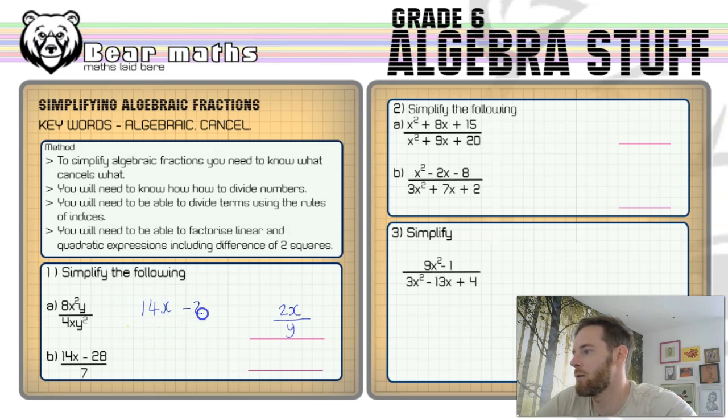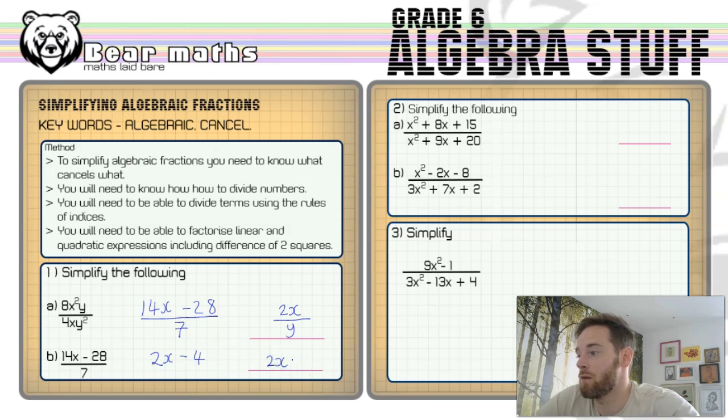14x minus 28 all over 7. That just means this whole expression up here needs to be divided by 7. And now, luckily for us, both of these numbers are divisible by 7. So 14 divided by 7 gives you 2, and 28 divided by 7 gives you 4. But we've got an x on this, so I need to put an x there, and then minus, and then a 4. And that's literally all we have to do for that one.